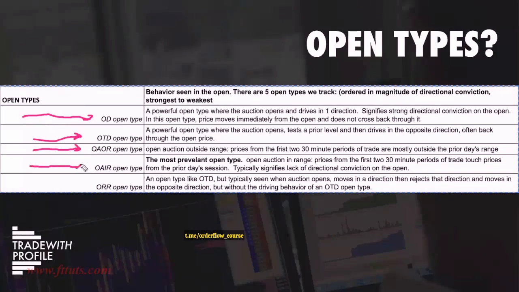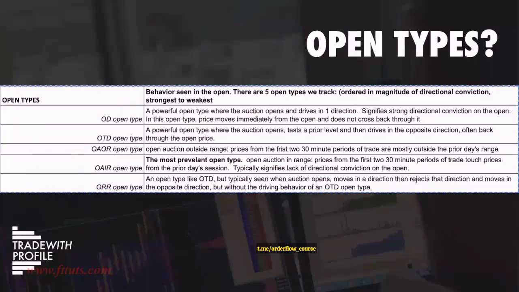Then there's the open auction inside range open type, which is the most prevalent type. About 70% of all opens are open auction in range. And then somewhat rare to be seen, although we have one today, is an open rejection reverse open type. It's a little bit like the open test drive, just not as violent, but it still ends in the same type of behavior. So these are the open types that we observe, from the strongest, an open drive, down to the least convicted and rare, the open rejection reverse.